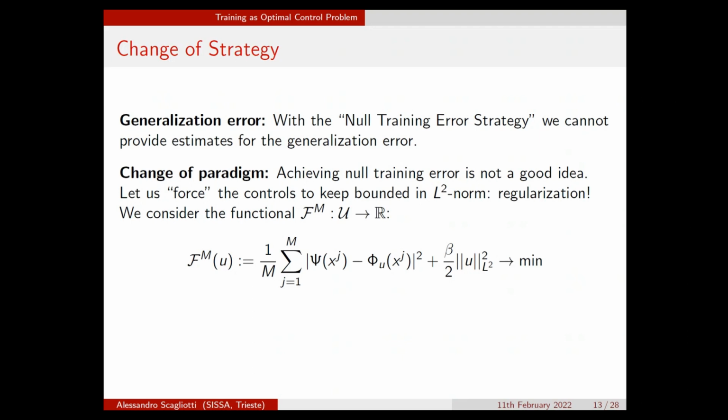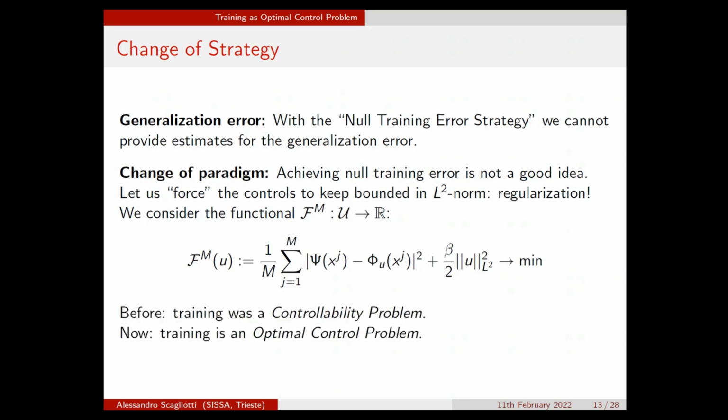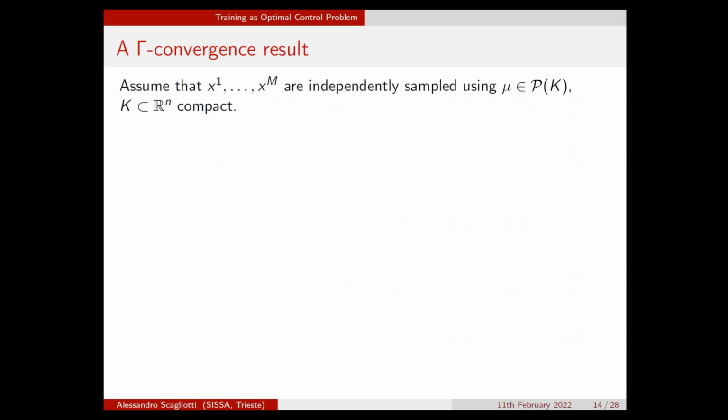So the idea is that we do not want too complicated an approximation for our data. We want to find a trade-off between a good approximation and a simple enough approximation. Okay, this is more or less the idea. Before, with the poor training strategy, the training was seen as a purely controllability problem. Now it is seen as an optimal control problem because we have to minimize a functional defined on the space of admissible controls. Okay, so before proceeding, in order to show you the bound on the generalization error, I need to tell you something about a gamma convergence result.